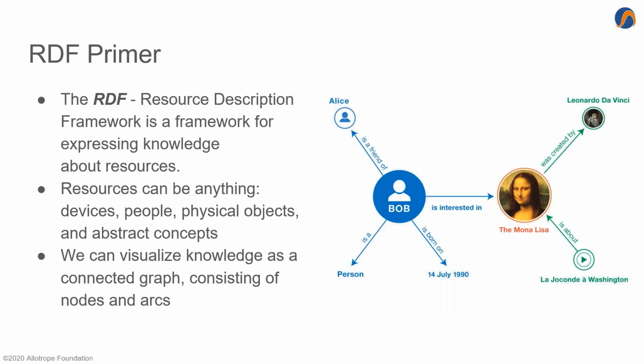The RDF, the Resource Description Framework, is a framework for expressing knowledge about resources. Resources can be anything. It can be equipment, people, devices, physical objects, abstract concepts, and we can visualize knowledge as a connected graph consisting of nodes and arcs.